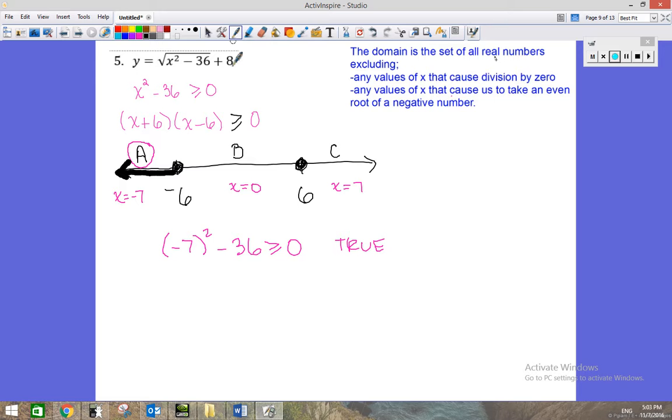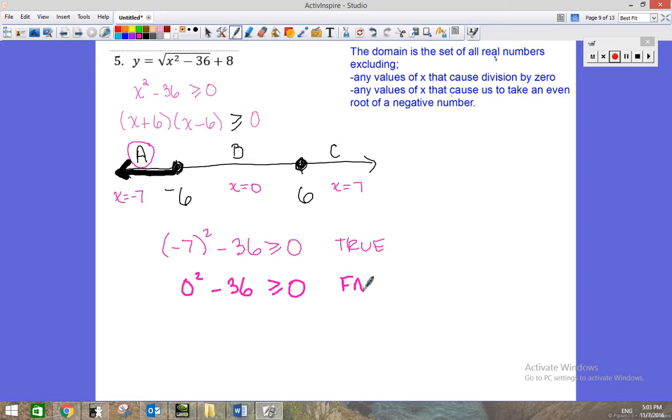Now, let's test it for 0. And you can see maybe already that we're going to have a problem. We've got 0 squared minus 36, and this inequality is saying that that's going to be a number that's greater than or equal to 0. But negative 36 is not greater than or equal to 0.